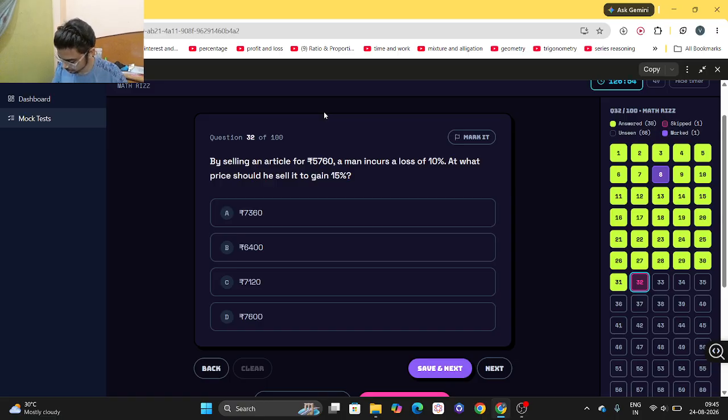115 upon 100 into 6400. 115 into 64 gives 7360.